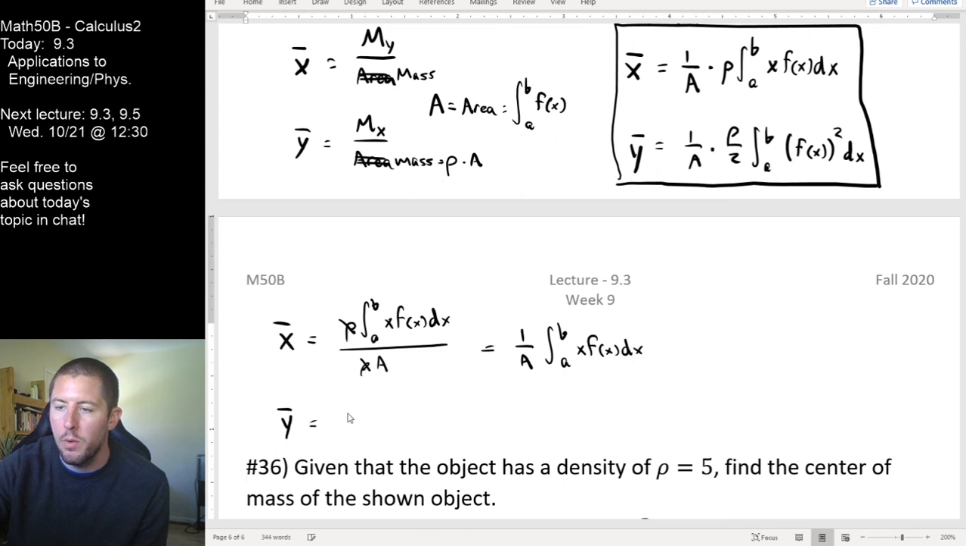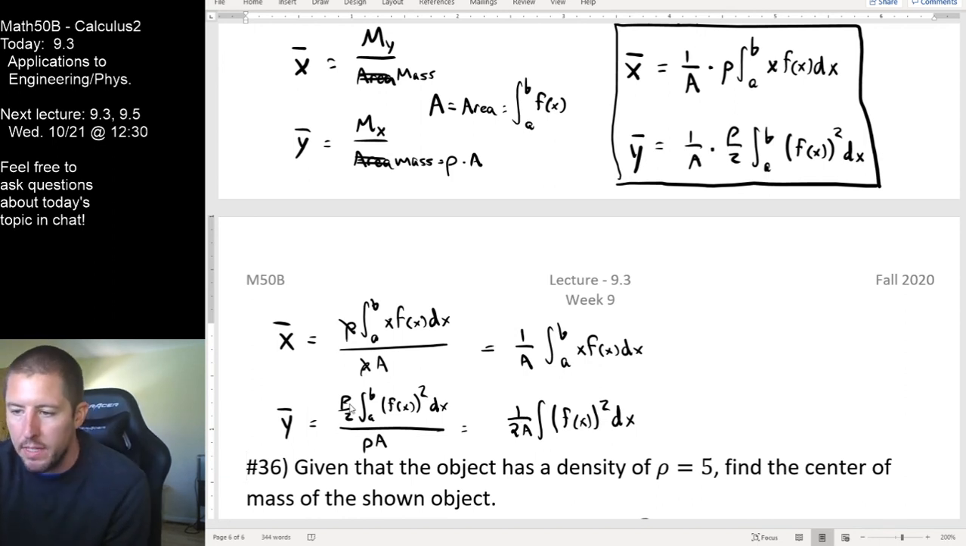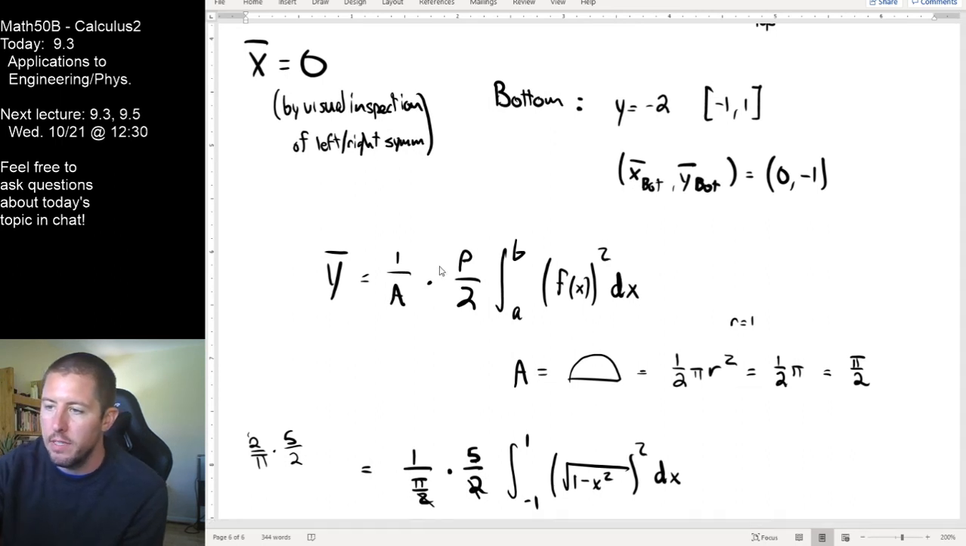Similarly, for y bar, we should have been getting rho over 2 times the integral from A to B of f of x squared dx, divided by the mass. The mass is the density times the area. The rho's are going to cancel, and we are going to get a 1 over 2A times the integral of f of x squared dx. We have 1/2 of it, and we're also dividing by A, so a 1 over 2A down there, half as much. Okay, now with this light update, all I need to do is this.